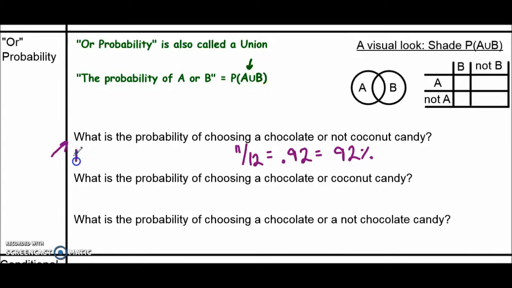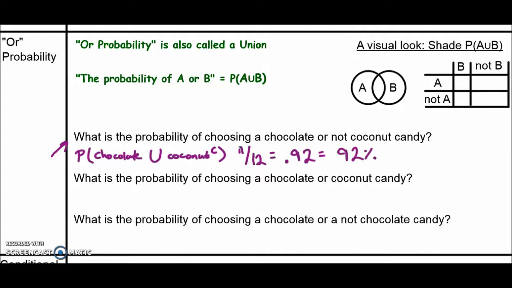So then we could have written the probability of choosing a chocolate or not coconut candy from the last problem like this. P, chocolate, the U for the union means or, coconut, with the C up top. And that's how you would notate the probability of chocolate or not coconut.